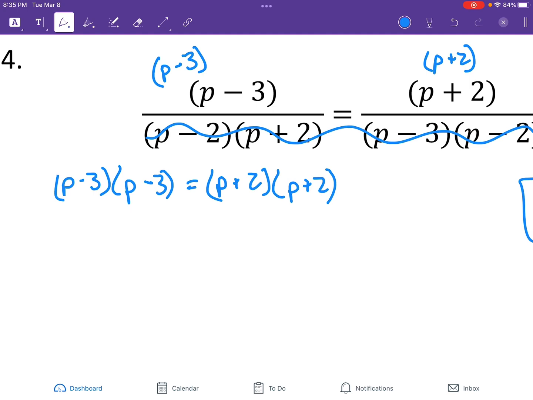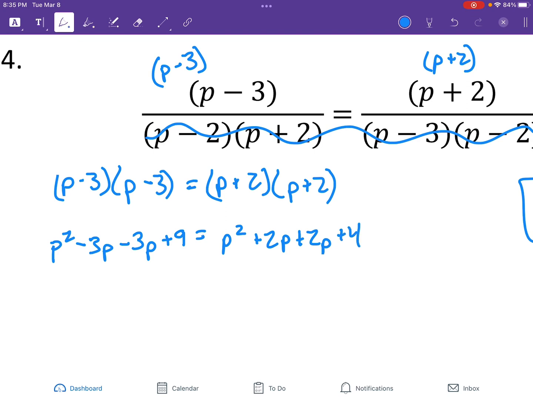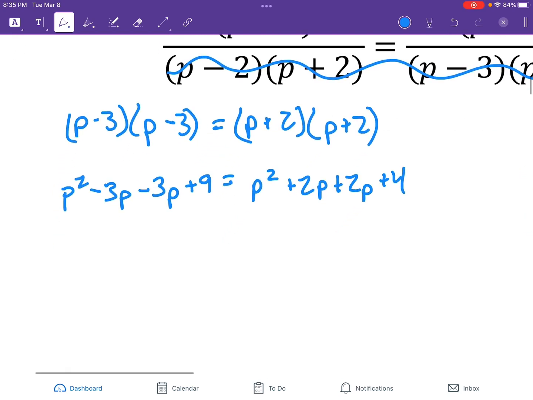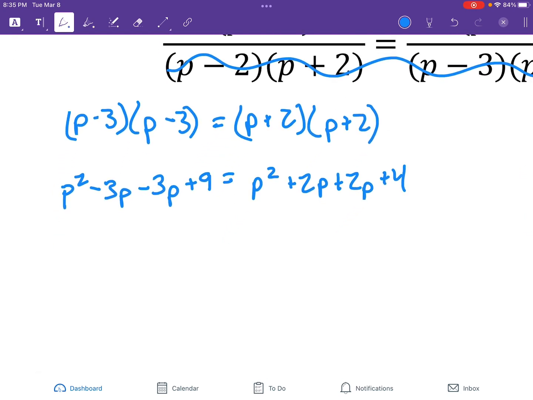Now we distribute. P times p is p squared. P times negative 3 is negative 3p. Negative 3 times p is negative 3p again. And negative 3 times negative 3 is positive 9. We multiply the other side. P times p is p squared. P times 2 is 2p. 2 times p is also 2p. And 2 times 2 is 4. Okay, we're going to combine the like terms first. I'm going to get p squared minus 6p plus 9 equals p squared plus 4p plus 4.